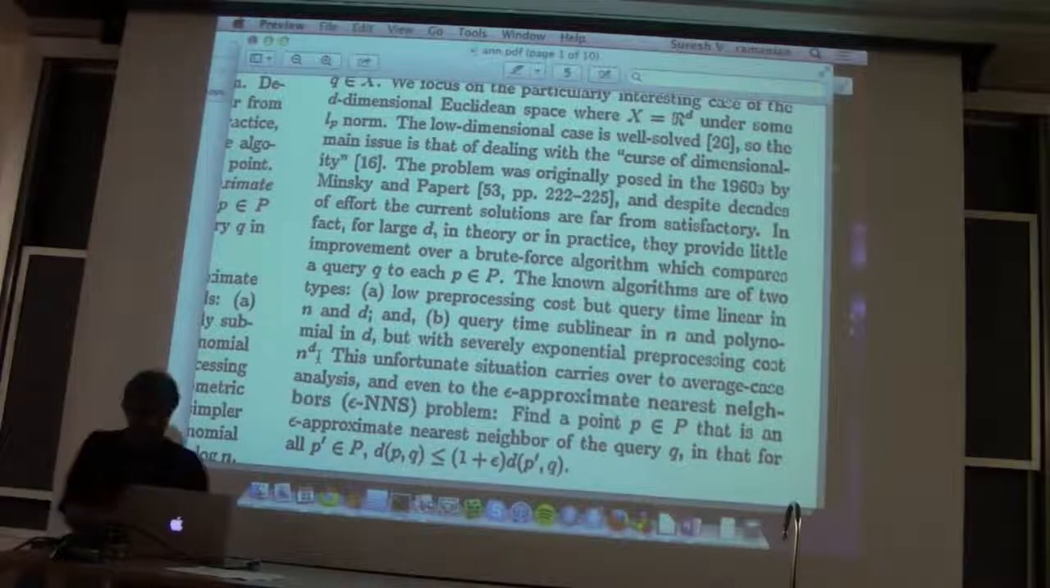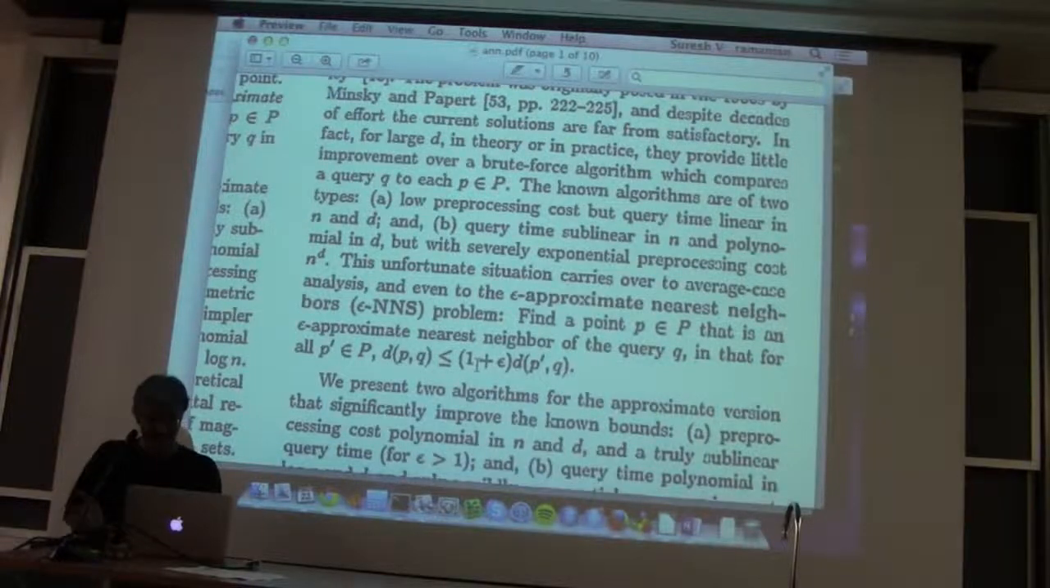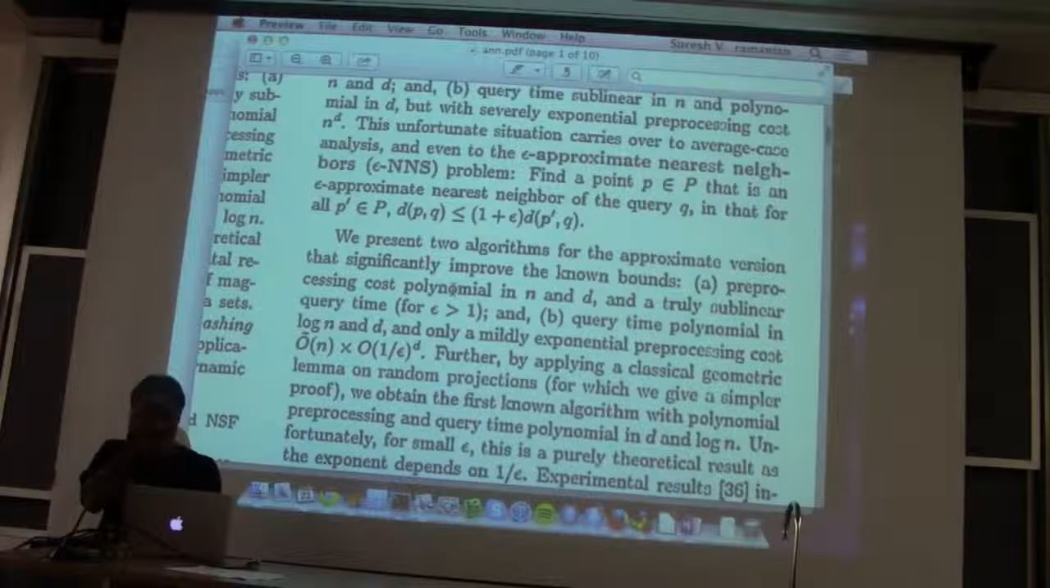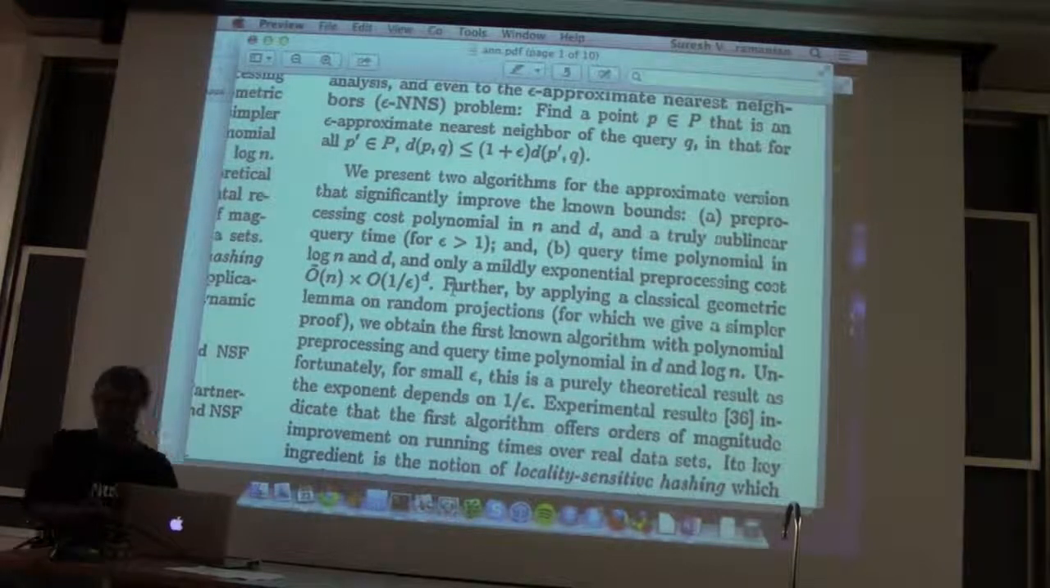So that's kind of what they're at. This is a bad thing. And they say this unfortunate situation carries over to average case. I don't know what that means. Even to the approximate problem, you simply find again here. And now again, they repeat this. Now you can try to understand, okay, this is what they're talking about.